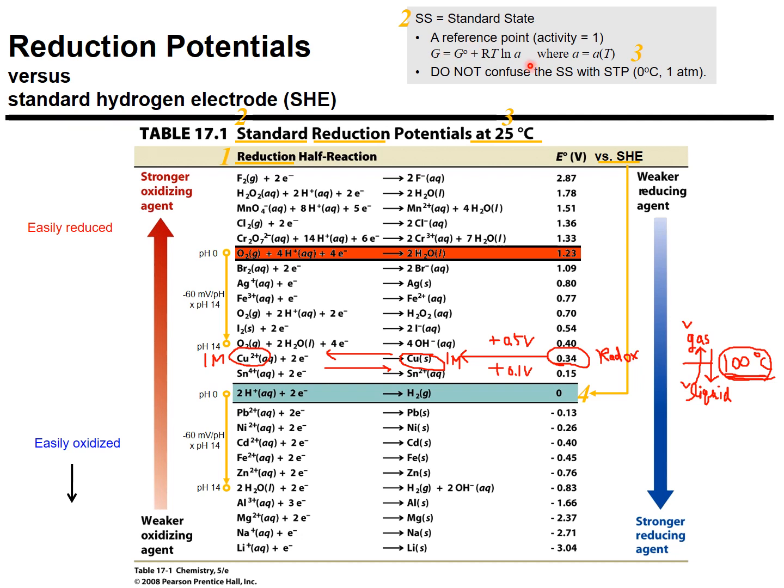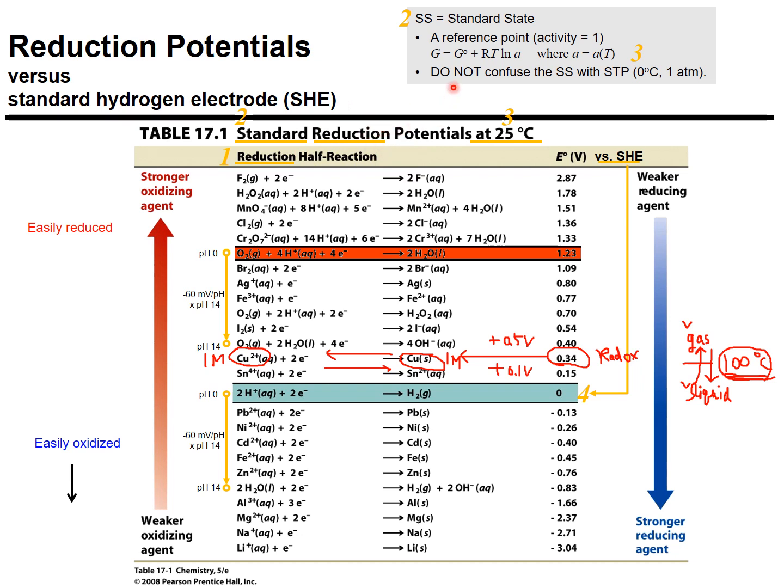This is the Gibbs free energy equation. Gibbs free energy is equal to Gibbs free energy at standard state plus ideal gas constant times temperature times natural log of activity. So at activity equal to 1, you obtain the standard Gibbs free energy. From this standard Gibbs free energy, you can obtain the standard reduction potentials.